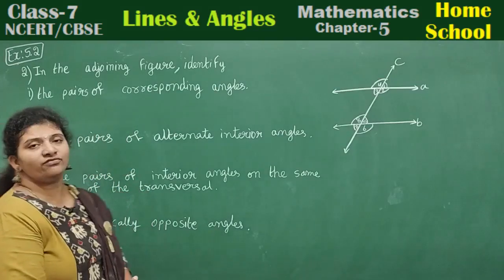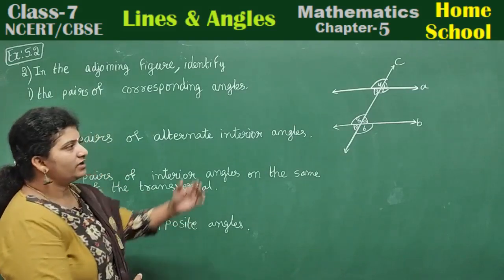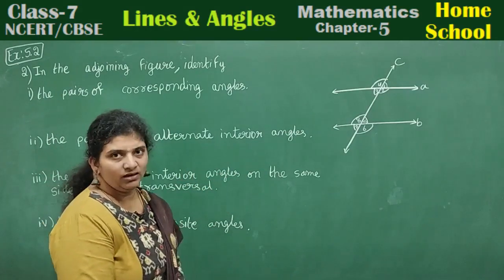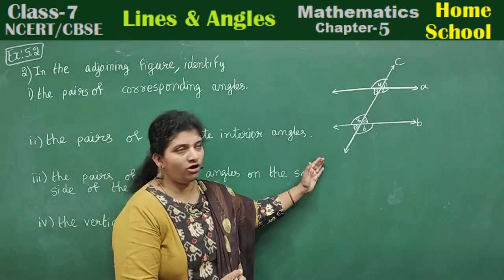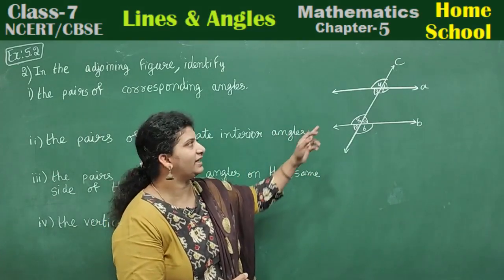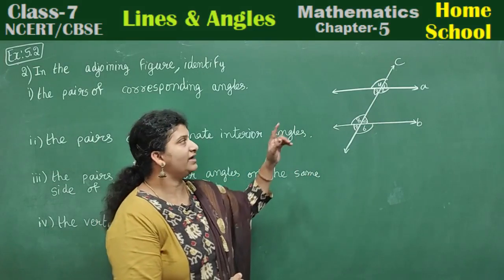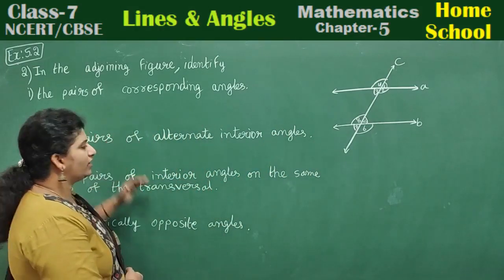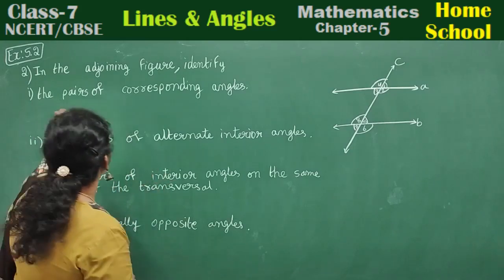Let's see the second problem. In the adjoining figure, identify. You can see the figure there. There are two lines A and B. A transversal is drawn on two lines intersecting at 2 points and it creates 8 angles. You are going to have here 4 sub-questions. Let's see the first sub-question.